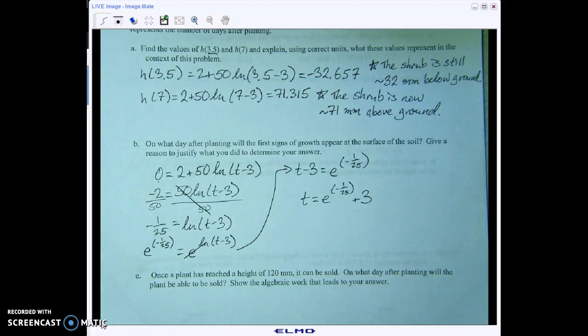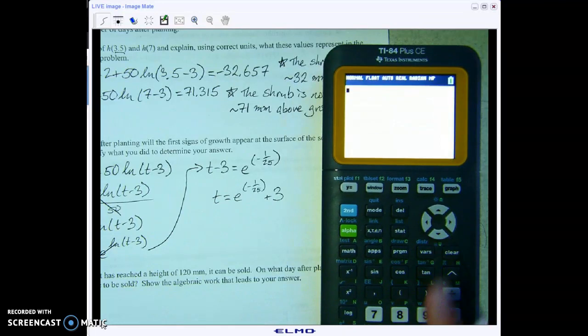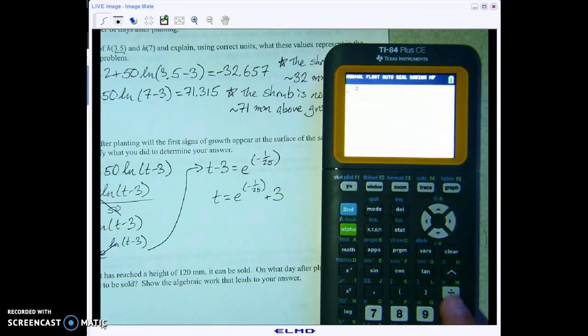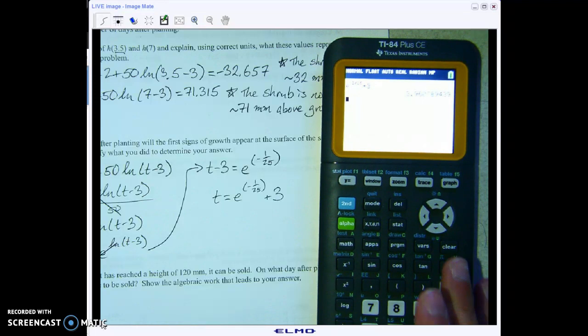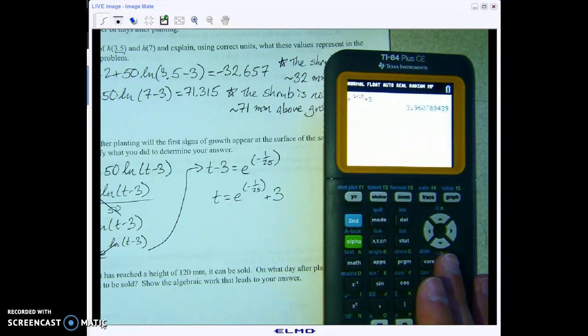Okay, and what happens when we punch that into a calculator? Here's the punchline. e to the power of negative 1 over 25 plus 3 is equal to 3.96078, which would round to 3.96. Well, we can't really see that very well. 3.961.